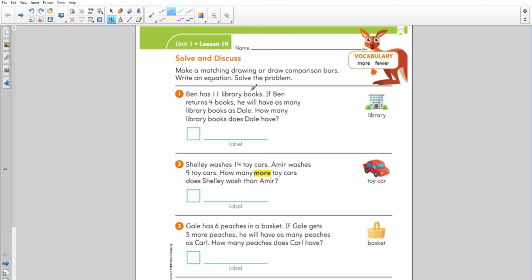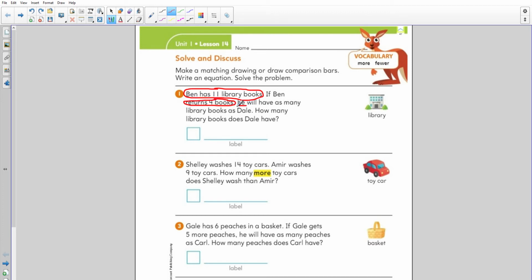Ben has 11 library books. If Ben returns 4 books, he will have as many library books as Dale. How many library books does Dale have? Now if I go back and circle important information, I'm going to start by taking a look at this 11 library books. It's not just 11 library books. It's how many library books Ben has. So I'm going to include him in that part. The next number I see, 4 books, also seems to be connected to Ben. If Ben returns 4 books, he will have as many library books as Dale. So I'm going to keep this library books in mind, and I'm going to include the word returns.